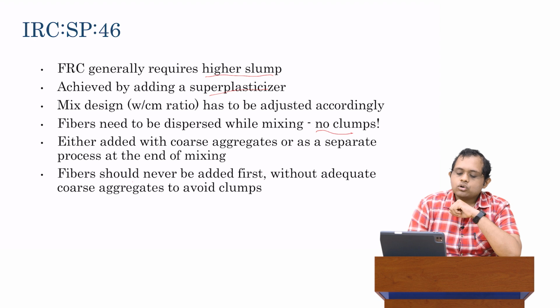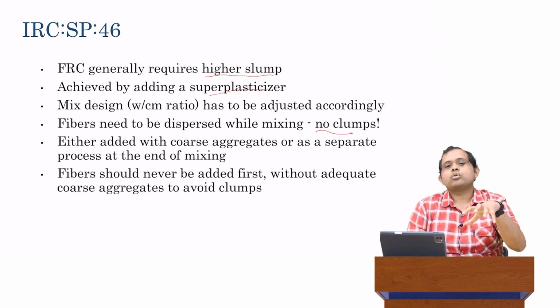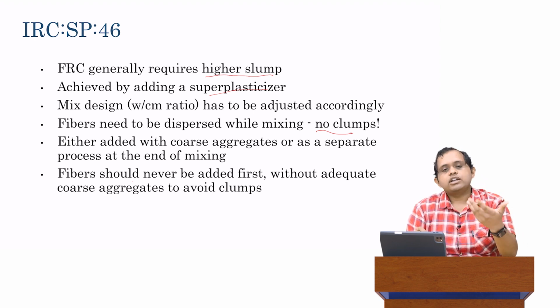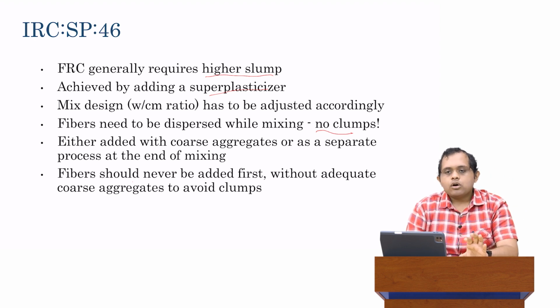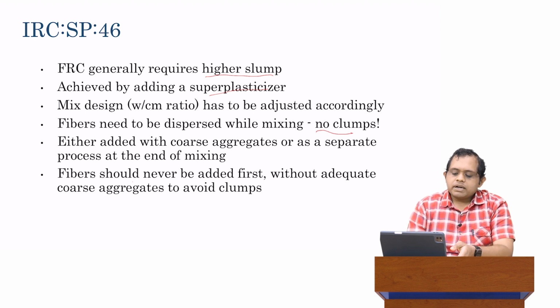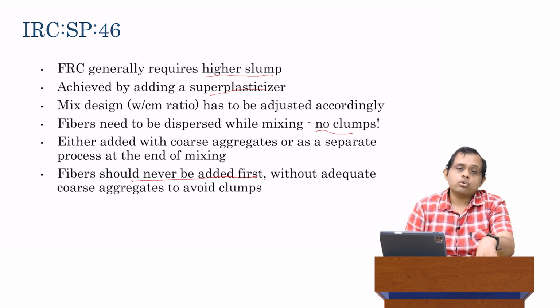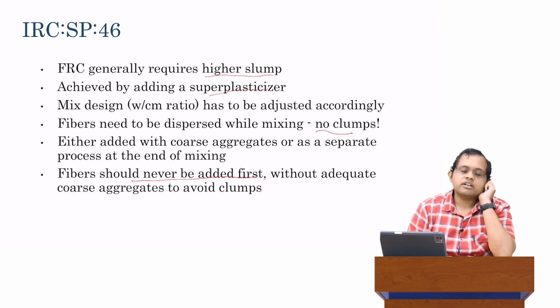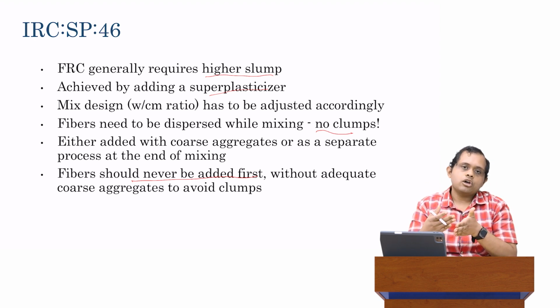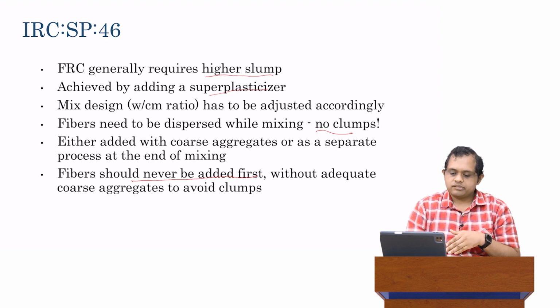You can either add it with the coarse aggregate, or there is a separate process. That is, you can put the coarse aggregates into the mixture, then add the fibers, mix them around, and then start pouring the water and the cement, etc. Or you can completely do the mix of the cement and the concrete itself and then add the fibers during that process. Both are fine, but the key is fibers should never be added first. Never first put fibers and then put coarse aggregate and then put cement. You are asking for clumping to happen. So it's very important that the fibers are either added after the coarse aggregate or after the cement and water have been mixed. They should not be added at the beginning of the process.